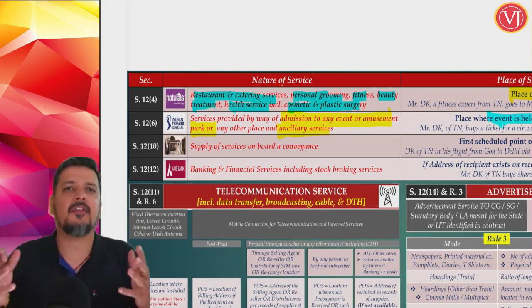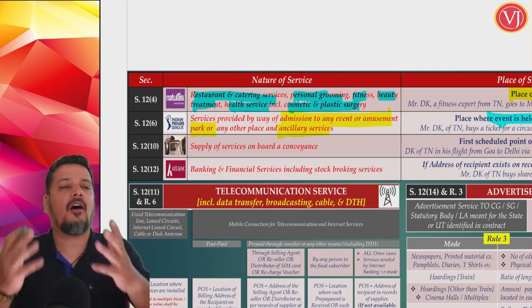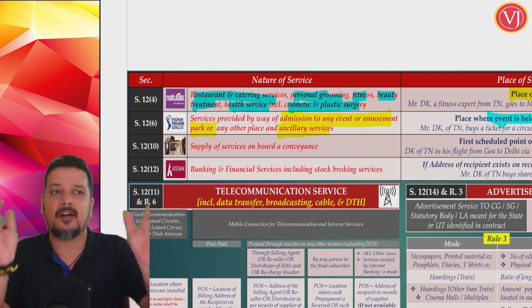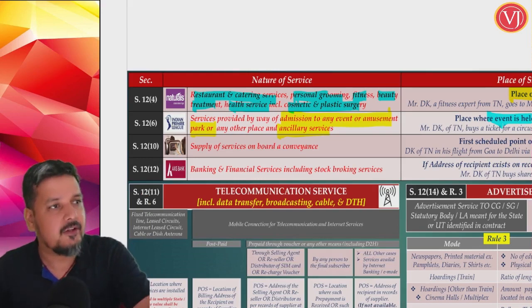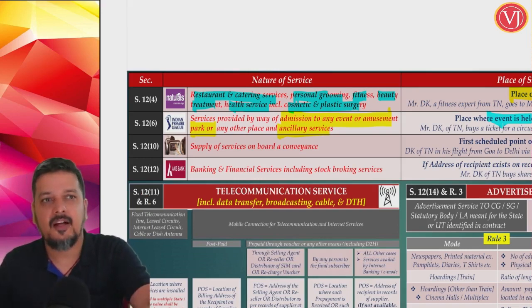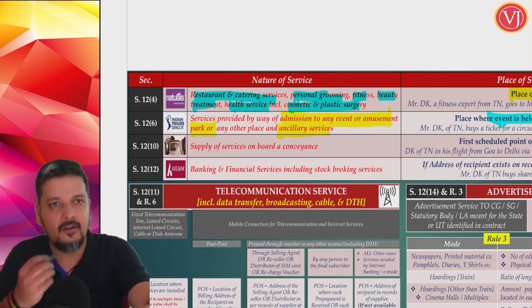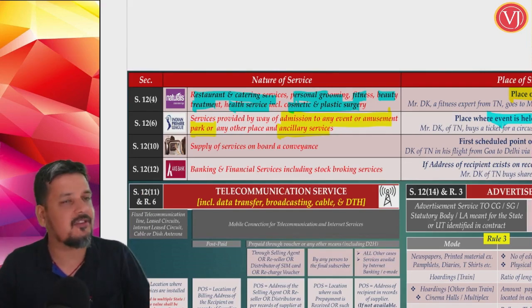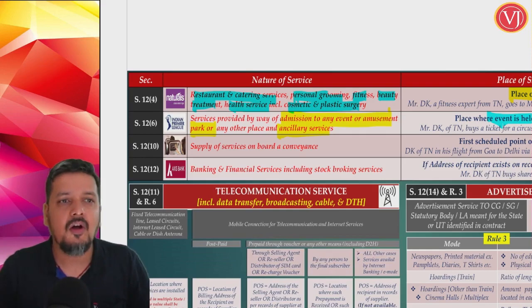Now, organization of event. When you talk about an IPL event, all the services associated with IPL are organization of event. Only the ticket that you pay for and enter with is admission. Along with the ticket, you'll have food. So the ticket and the food are the only things related to admission. Everything else is related to organization of an event.